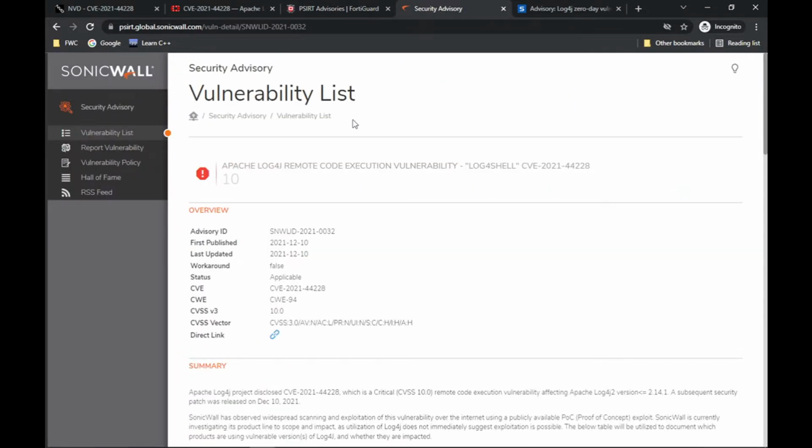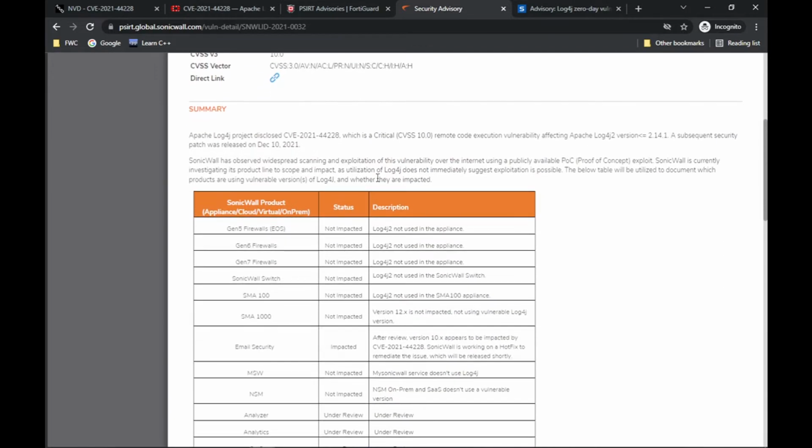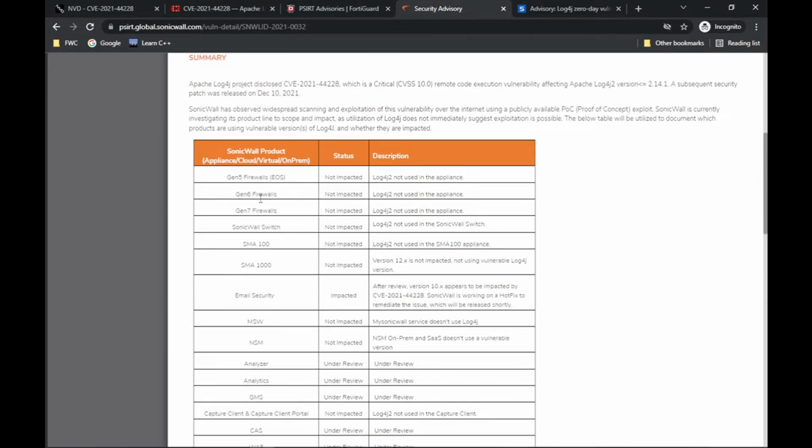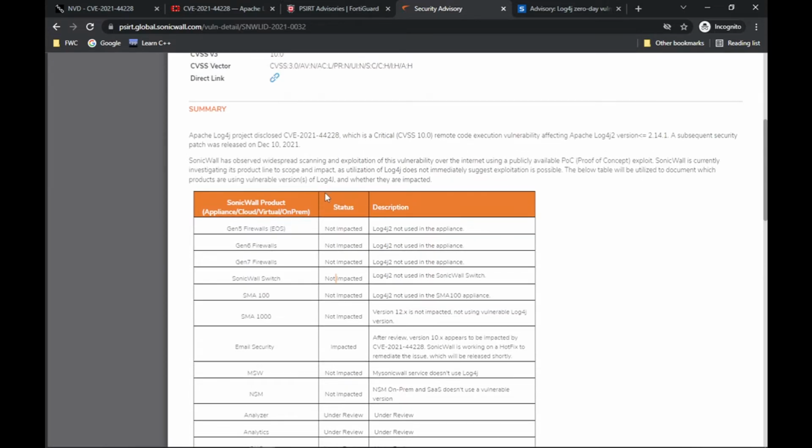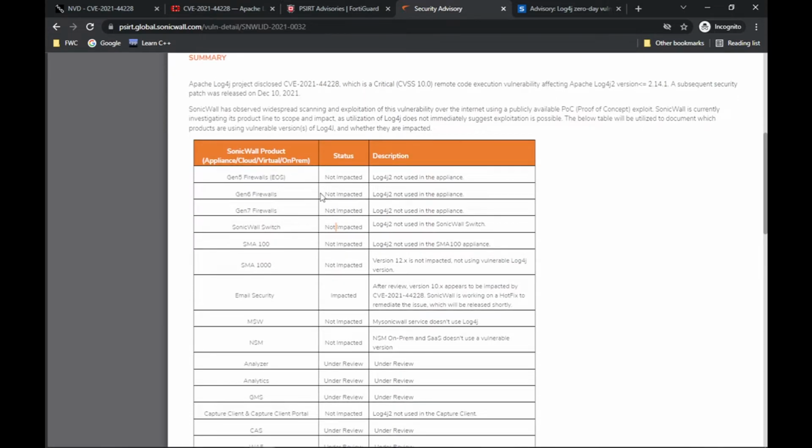SonicWall is another firewall vendor. When we look at this, the first thing you see is the red arrow, and it kind of gets your heart going, okay, this is bad. But scroll down and always look at what it is. So, for example, Gen 6 firewalls, Gen 7 firewalls. Do you have a switch? Is it impacted? No. So knowing what you have in your environment is three-fourths of the battle.